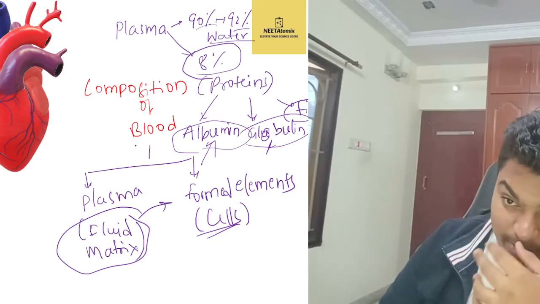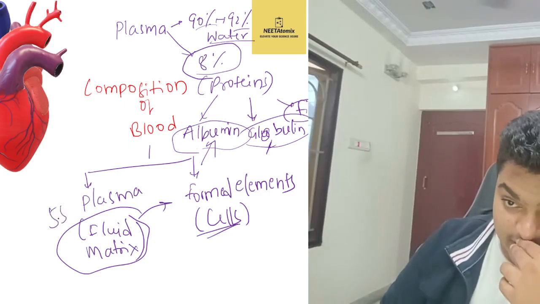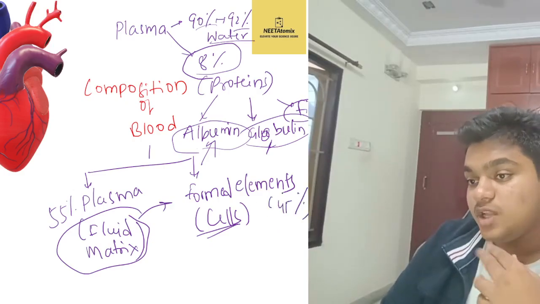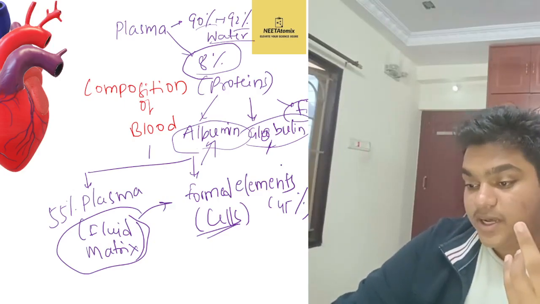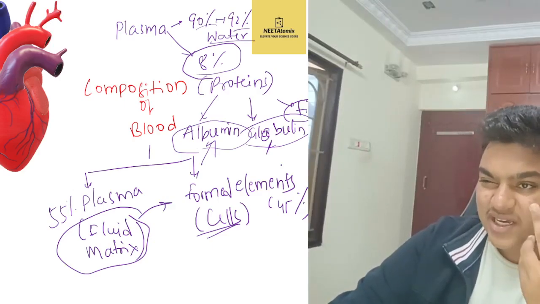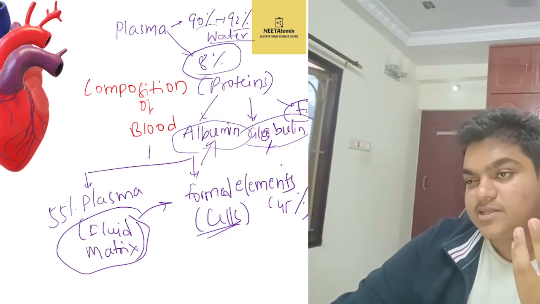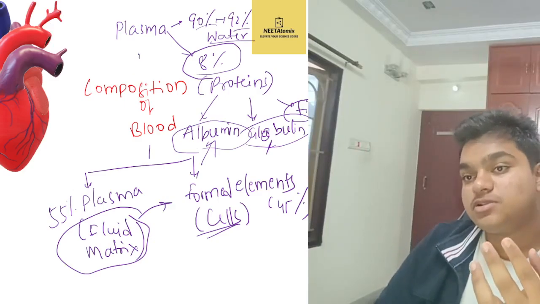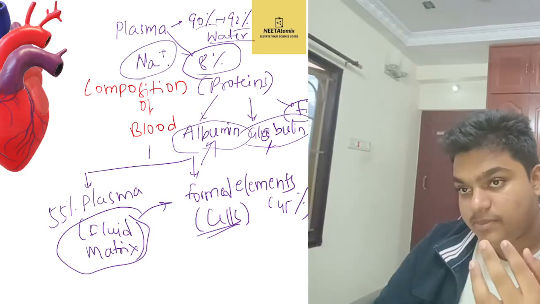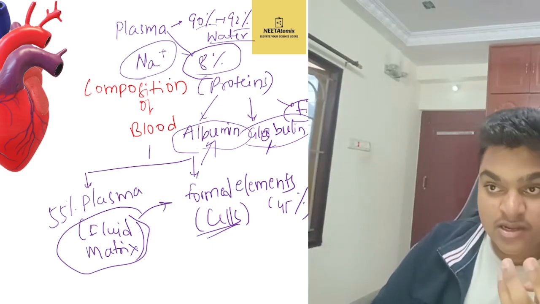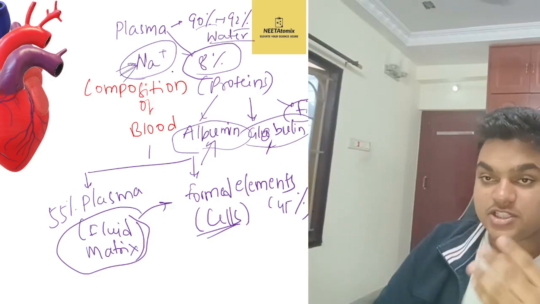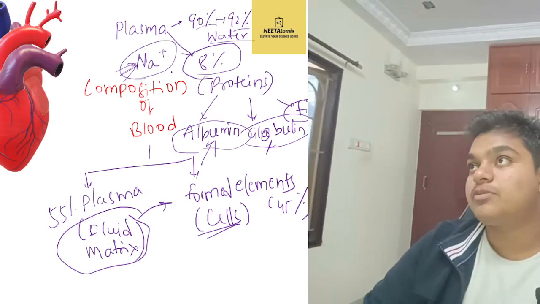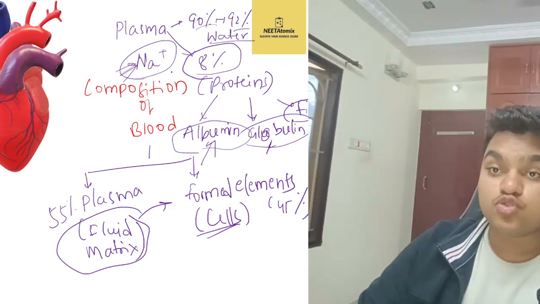This plasma accommodates 55% of the blood. The remaining 45% is your formed elements. Fine, this is about the plasma. It also contains some ions like cations and anions. The major cation present in the plasma is your Na plus. This can be an MCQ in your examination. It also contains glucose, amino acids, and those all also.